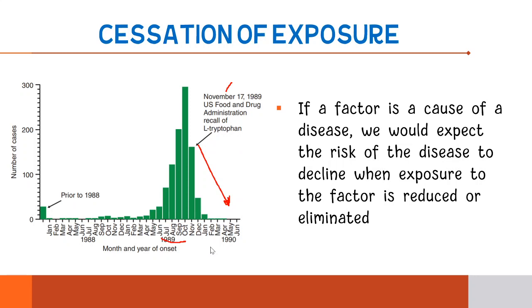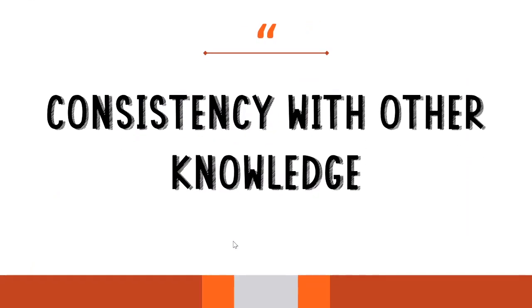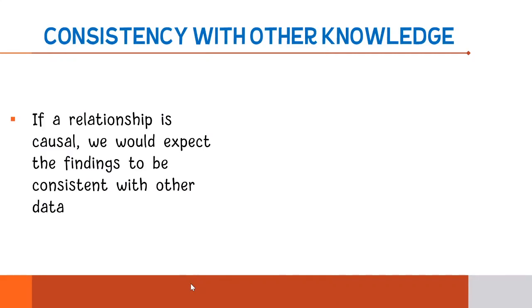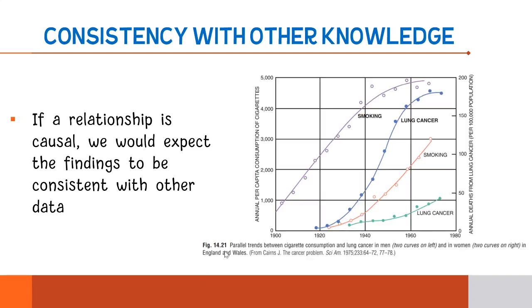Adding the strength of causal inference regarding exposure. Next is consistency with other knowledge. So if a relationship is causal, we would expect the findings to be consistent with other data. So let us take a look at this one.